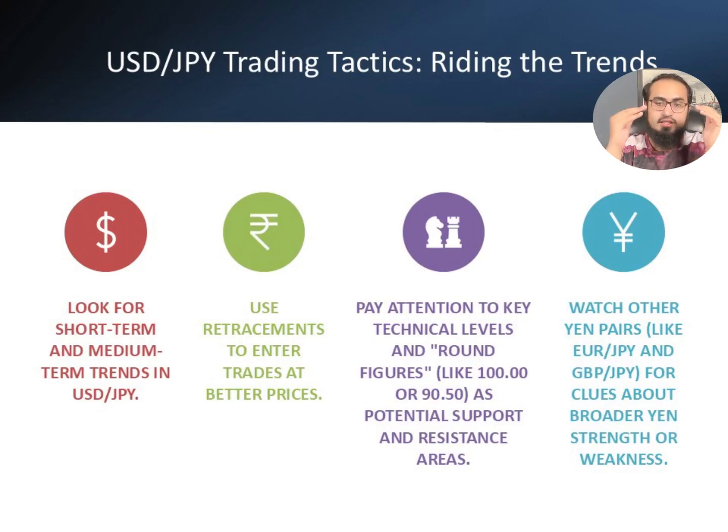To make an entry, keep an eye on technical levels and round figures and observe other pairs to see if the yen is overall weakening or not. For example, if euro yen, pound yen, all yen pairs are weakening, it means the yen is weak. The dollar is not becoming strong because there are two possibilities. Either the yen is weakening or the dollar is becoming strong, or both things are happening at the same time. When both things happen at the same time, there are big moves. When one thing happens at a time, small moves, then you have to keep an eye on other pairs and identify whether the market is getting the dollar stronger and the yen stronger or weak.